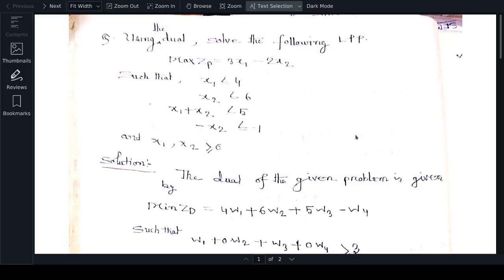Using the dual, solve the following linear programming problem.